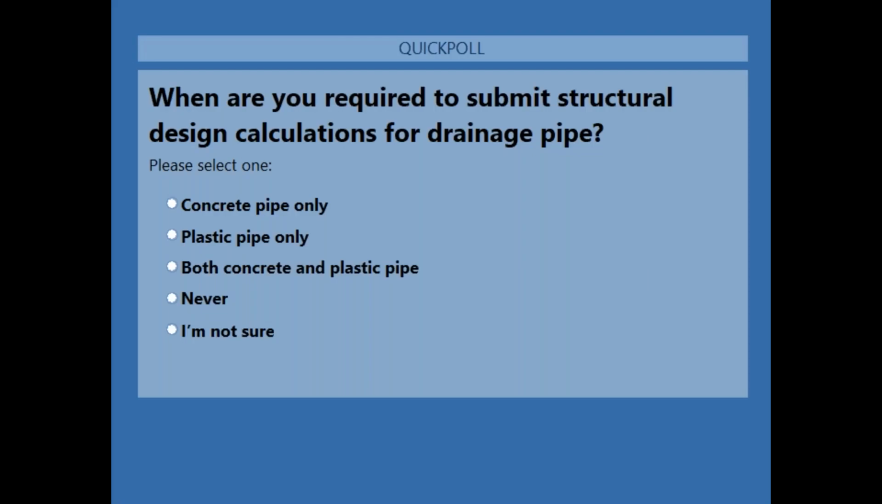I guess this is a good prompt for a poll question, Kim. Okay, great, thanks, Paul. So I'm going to launch a polling question that you will be able to answer on screen. The question is, when are you required to submit structural design calculations for drainage pipe? Is it when you're designing concrete pipe only, plastic pipe only, both concrete and plastic pipe? Never, you don't have to submit structural design calculations, or not sure?